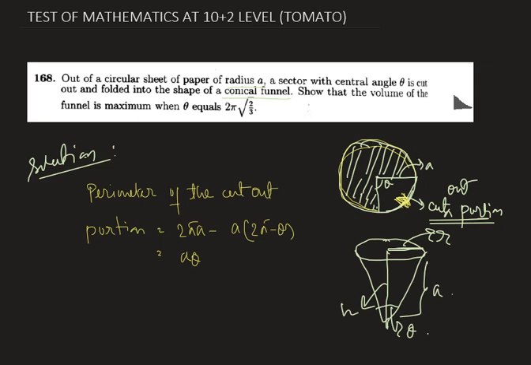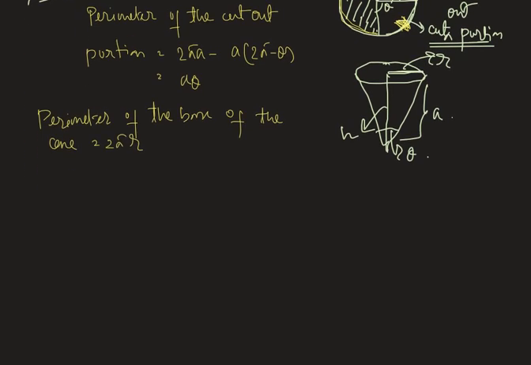Now the perimeter of the base of the cone is 2 pi r. Therefore we can say that 2 pi r is equal to a theta. Hence r is equal to a theta divided by 2 pi.